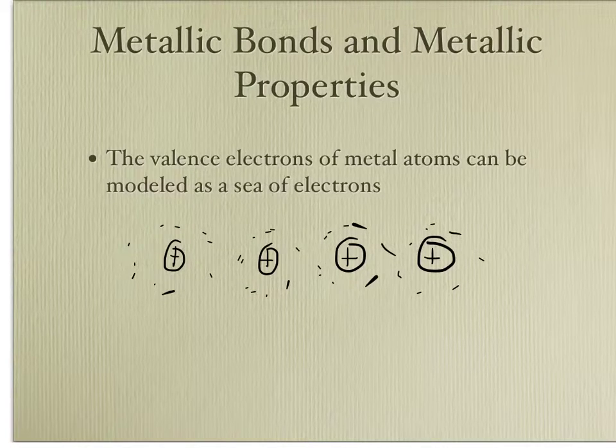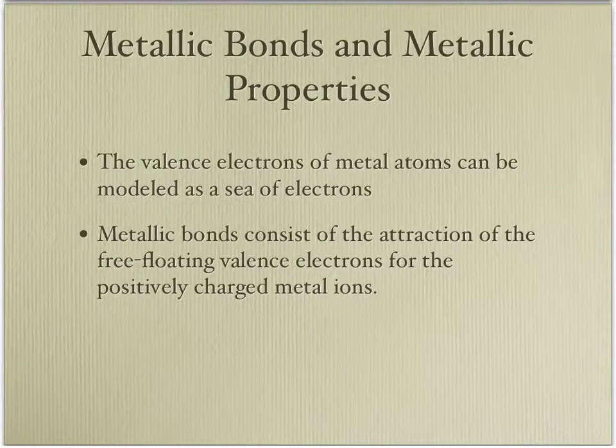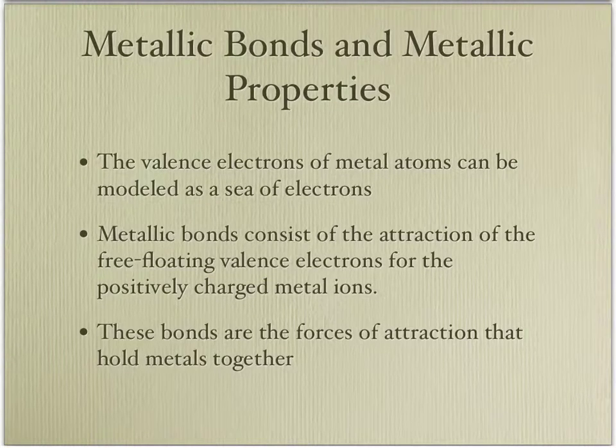But what really happens is that electron just goes anywhere it wants to. And that's what they mean by a sea of electrons: that electron can be anywhere, or it's shared between all of these metals that are in there. So they have what they call free-floating valence electrons. They're just free to move and do what they want.